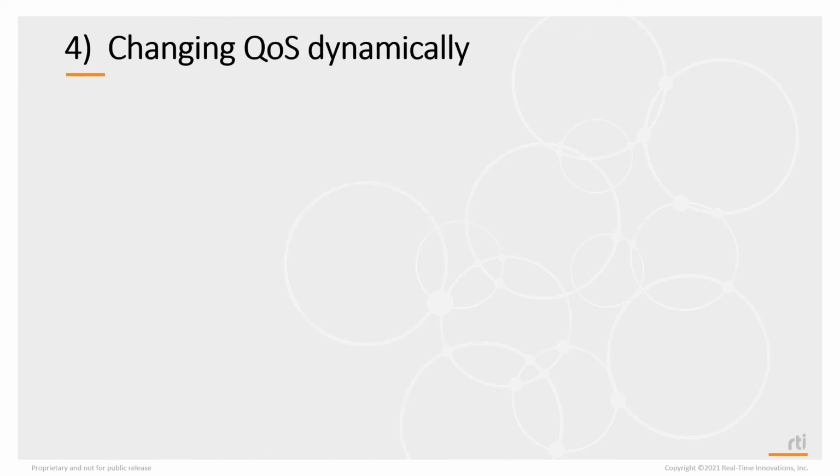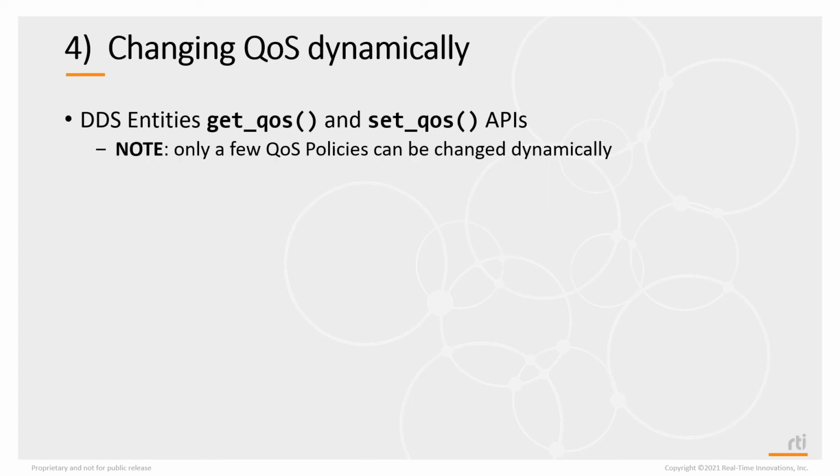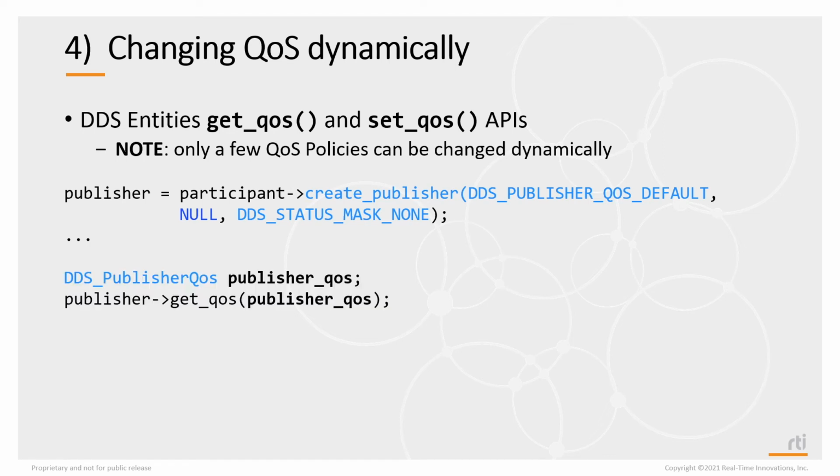Now, changing a QoS value dynamically. All DDS entities have set QoS and get QoS APIs. Note, not all QoS policies can be changed. Only a few of these QoS policies can be changed dynamically. And as an example, we'll change a publisher QoS. The first thing we do is create a publisher QoS, and maybe we'll use the default QoS values to create the publisher.